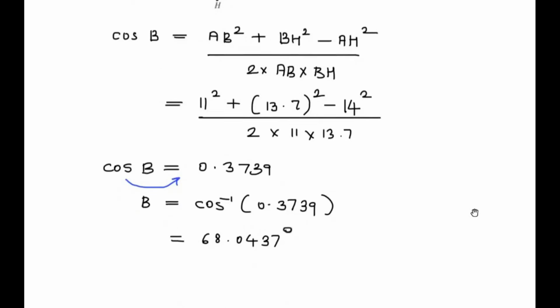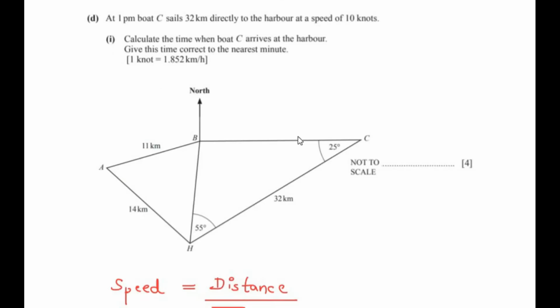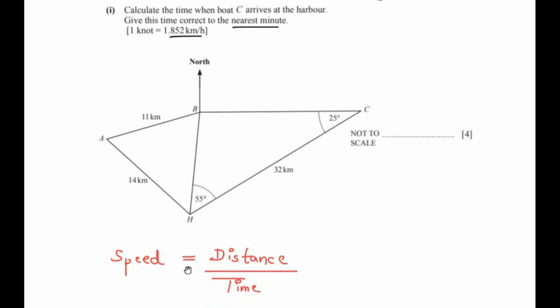Now moving on to the next question. At 1 p.m. boat C sails 32 kilometers directly to the harbour at the speed of 10 knots. Calculate the time when boat C arrives at the harbour and give this time correct to the nearest minute. And the value of 1 knot is given in terms of kilometers per hour, that is 1 knot is 1.852 kilometers per hour. Now since here we need to find out the time, the speed is given and also the distance is mentioned, we are going to make use of the speed, distance and time formula. So speed is given as distance over time, but since we need to find out the time over here, we are going to exchange the places of speed and time.